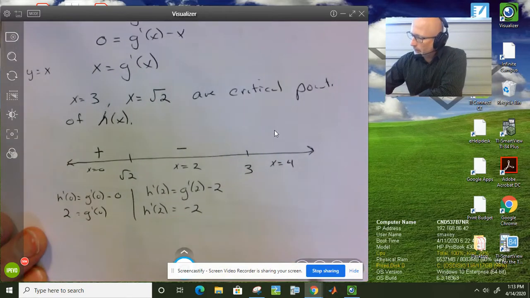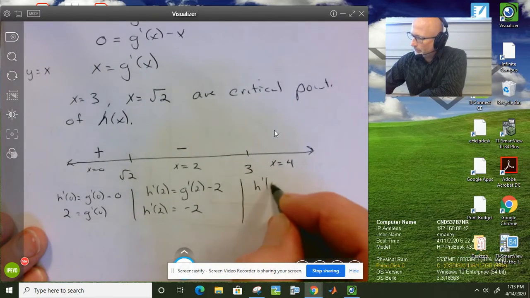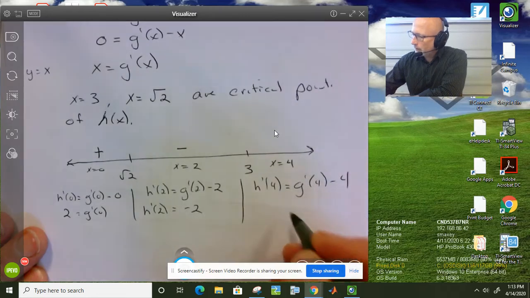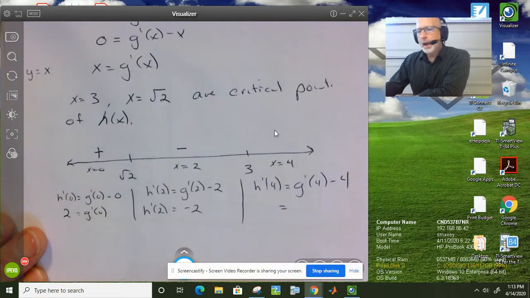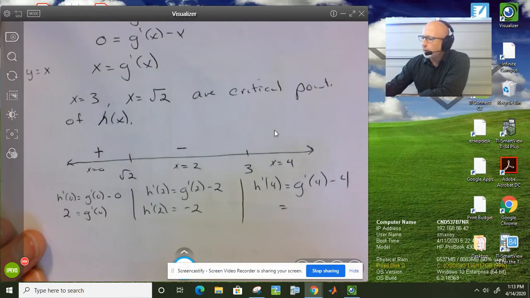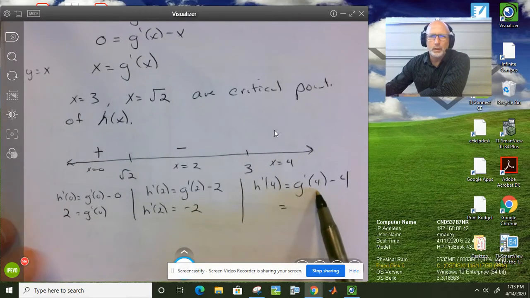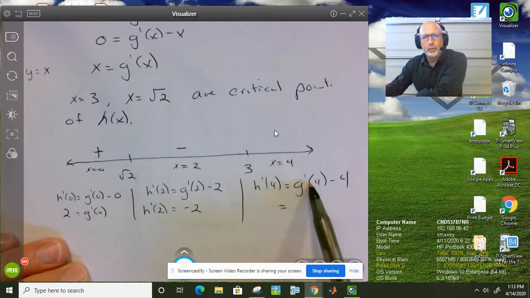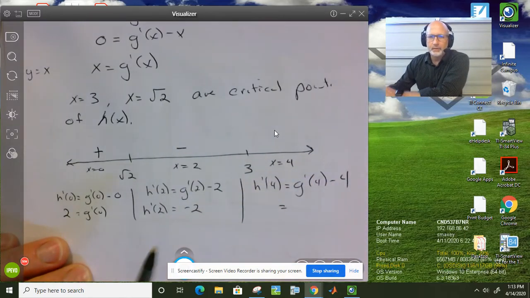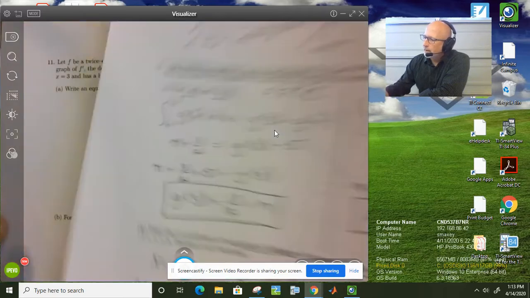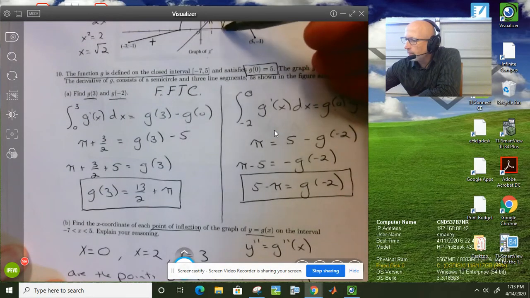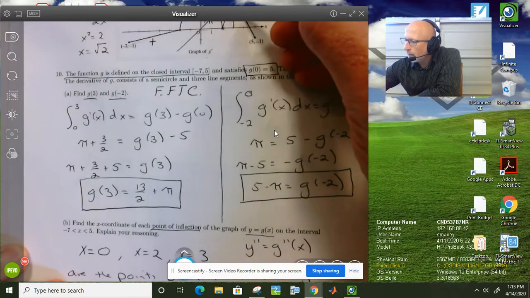And then I pick 4. So h prime of 4 is equal to g prime of 4 minus 4. Now I'm not actually going to care what g prime of 4 is because it's going to require a little bit of work. I just want to know, is that going to be bigger or smaller than 4? Because that will tell me if it's going to be negative or positive. Okay, so if I go to g prime of 4, so 1, 2, 3, 4, it's going to be somewhere in there.